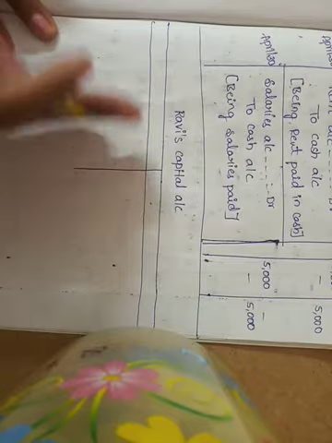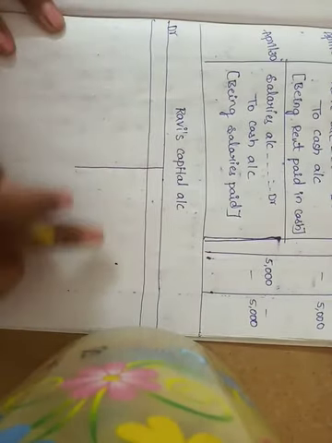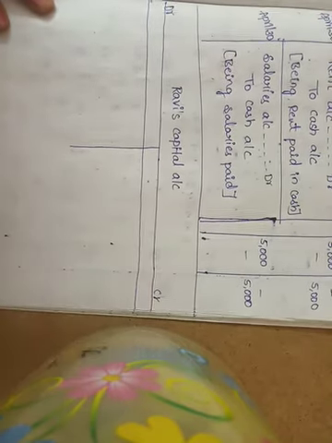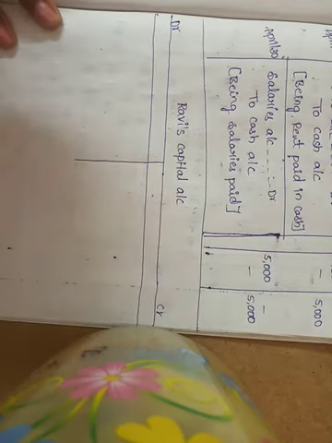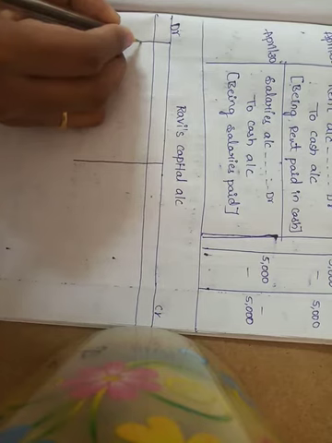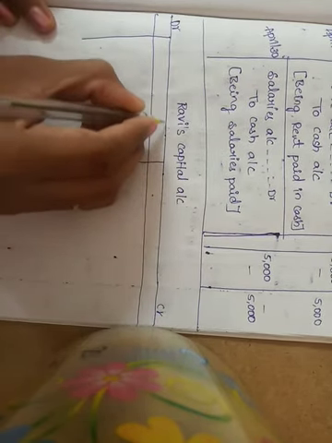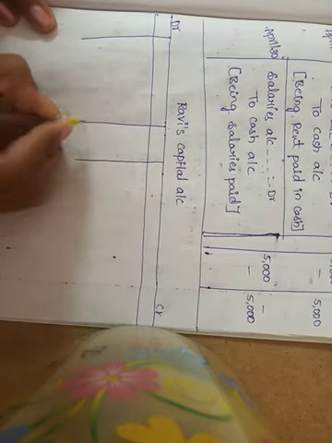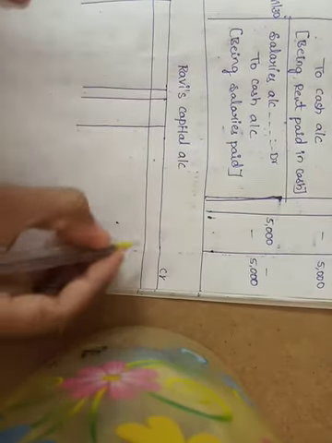Okay, the left hand side is known as the debit side, and the right hand side is known as the credit side. On the left hand side there are 4 columns, and on the right hand side 4 columns. What are those 4 columns? One is the date column, and next is particulars. After that, under this ledger account we write the journal folio.